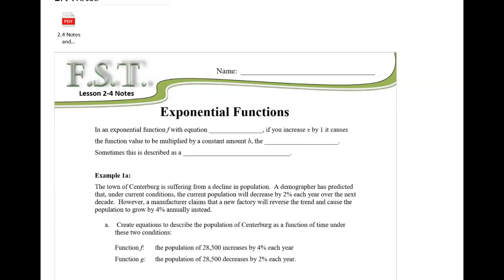Let's talk about exponential functions. An exponential function f with the equation f of x equals a times b to the x. If you increase x by 1, it causes the function value to be multiplied by a constant amount b, the growth factor.